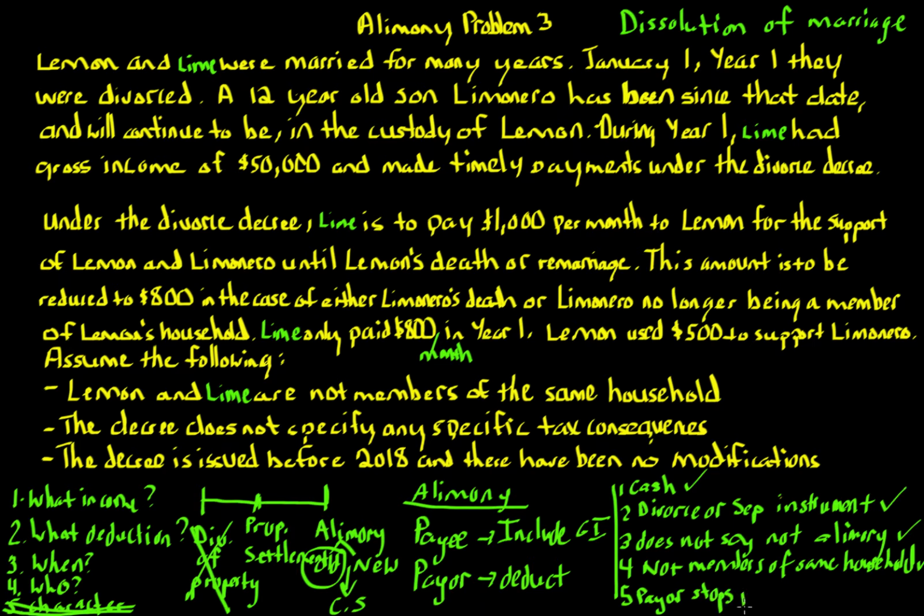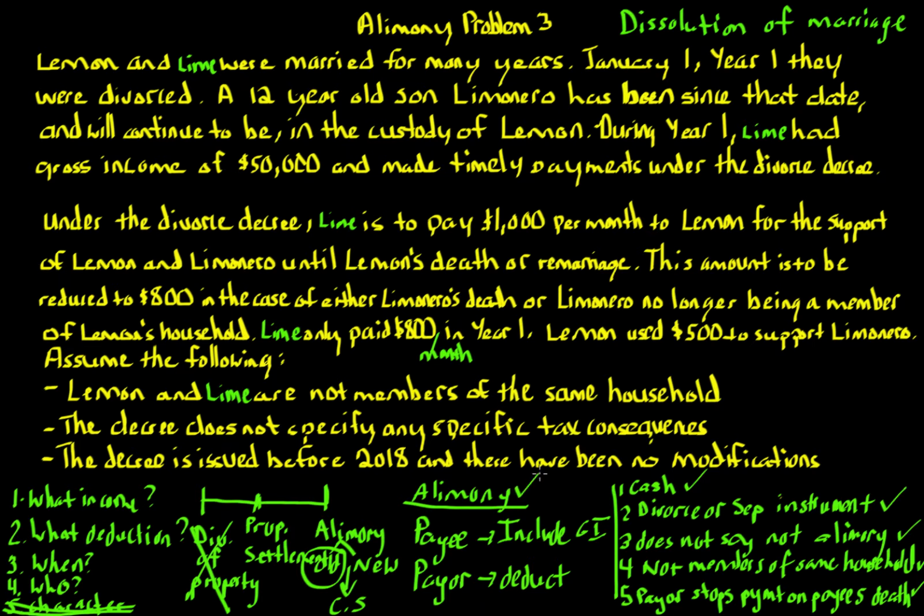The fifth requirement is that the payor stops payment on payee's death. And I would even say also on remarriage, which we're told here, that this amount is paid until Lemon's death or remarriage. So it stops on Lemon's death, which is what we have here, or even remarriage. And again, that's the whole idea of what alimony is, support, and it's supposed to end upon death or remarriage because someone else comes along and takes that contract. So we do have alimony because we have all 5 elements.